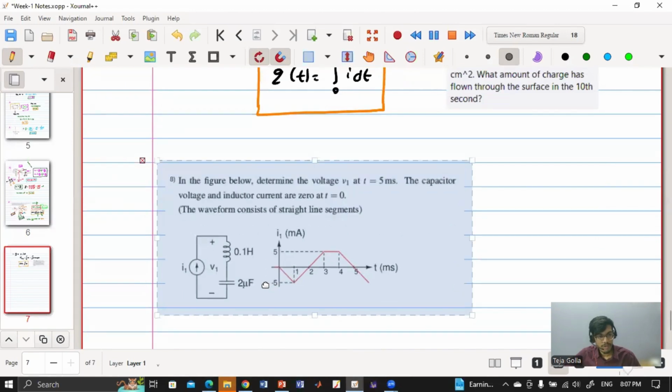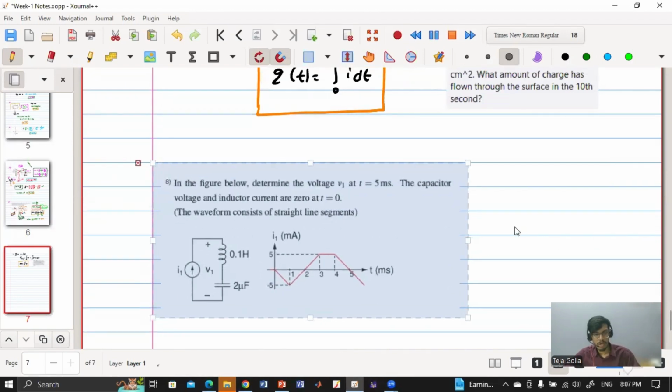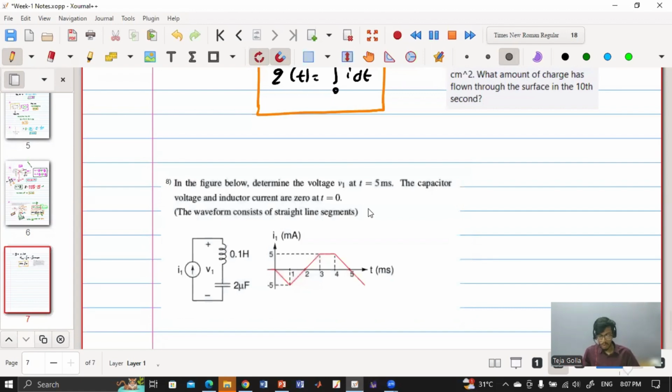Now forget about whatever is given in that I1 curve. You just have to always write the expression of the voltage and current relation. So this is our question number 5. They are asking the voltage V1 at t equal to 5 millisecond. The capacitor and inductor currents are 0 at t equals to 0. So V1 is equal to VL plus VC, right? Agree?